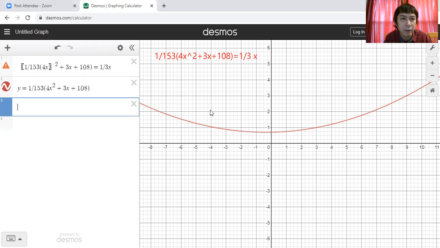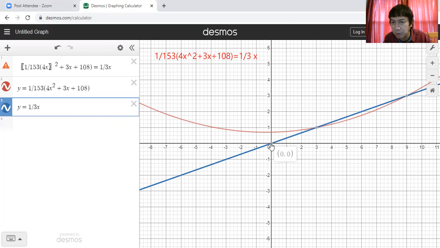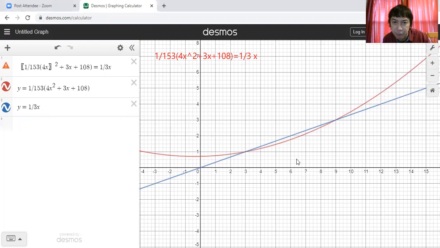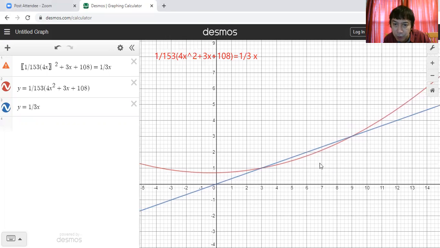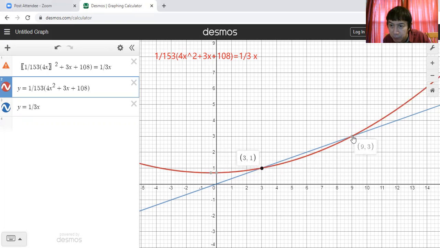Let us see the graph of the right side. Like what I said, the graph of the right side will be passing through the 0, 0 or the origin. It passes through the origin. But the intersection we can find in the first quadrant. So a little adjustment on the screen will show us the 2 points, one at 3, 1 and another at 9, 3.